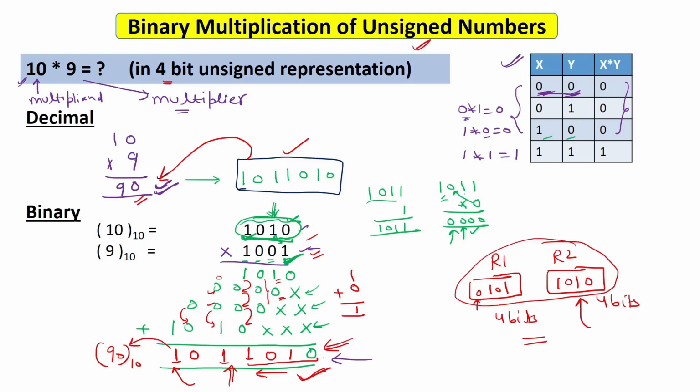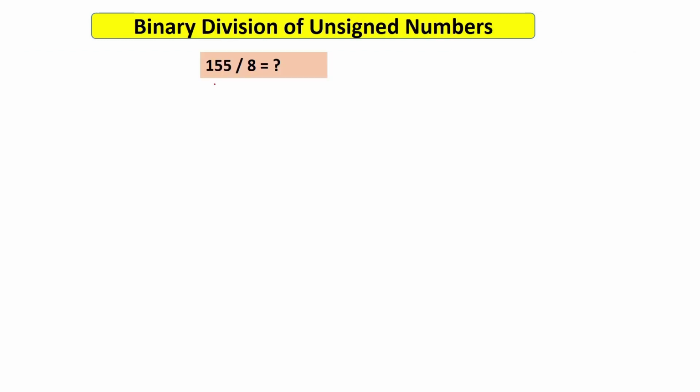Now let's move to the last operation, that is the division operation. Let's say you have to do this operation, 155 divided by 8, and you have to tell what will be the quotient after performing this division. And let's say you also have to tell me what will be the remainder after dividing 155 by 8.